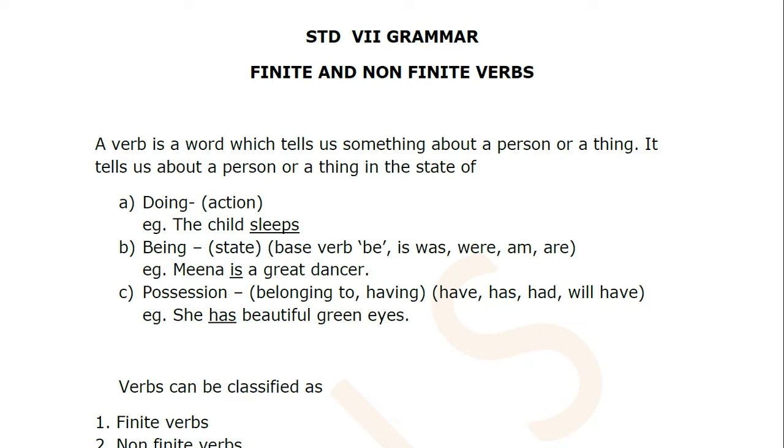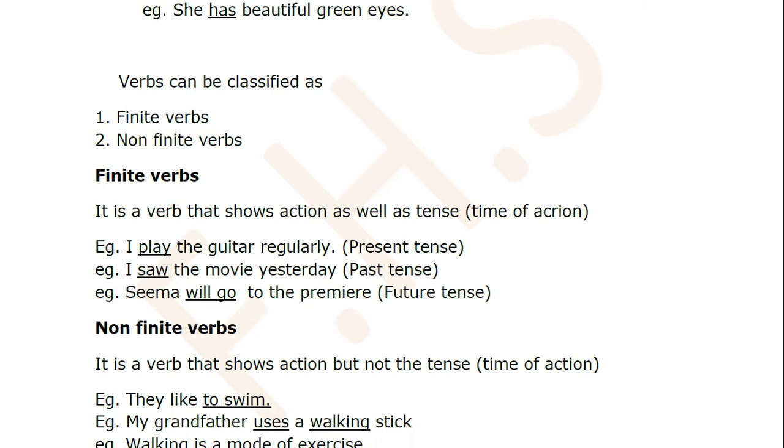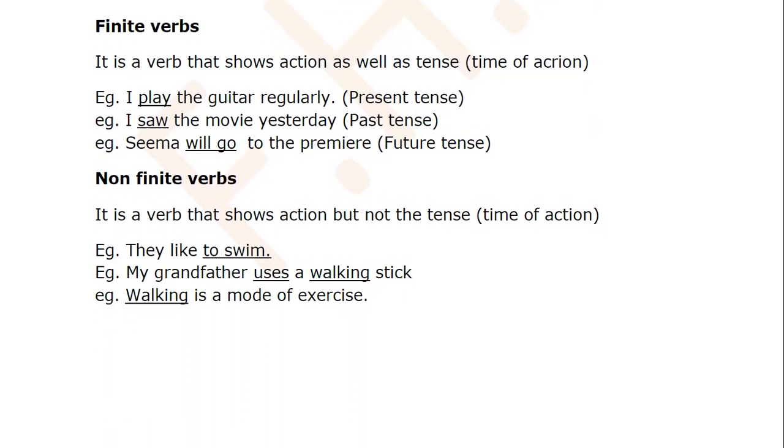Now we go ahead. Verbs can be classified as finite verbs and non-finite verbs. Now we go to finite verbs. It is a verb that shows action as well as tense, that is time of action. I play the guitar regularly. Here it's showing you the tense. So first of all, some action is being done. What is this play? This shows the action.